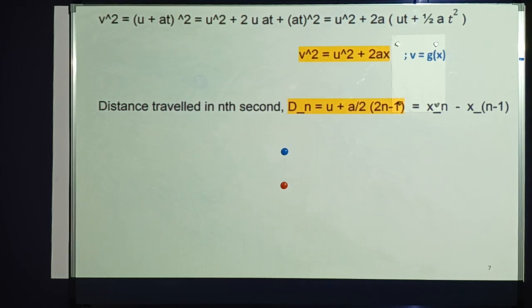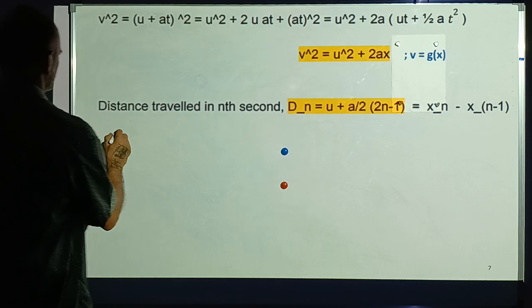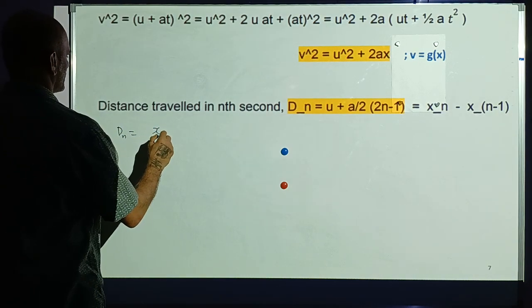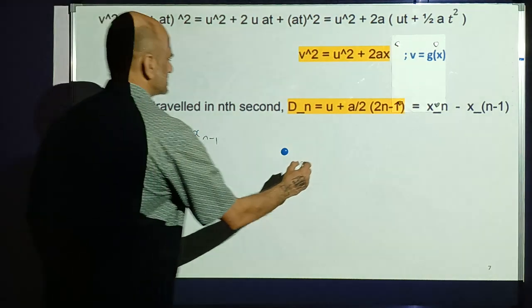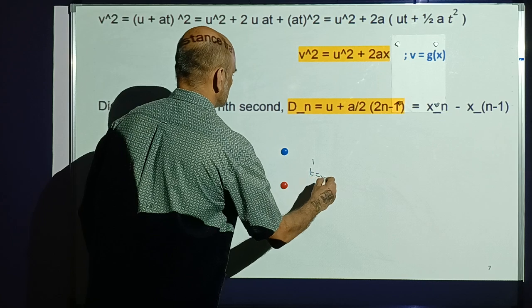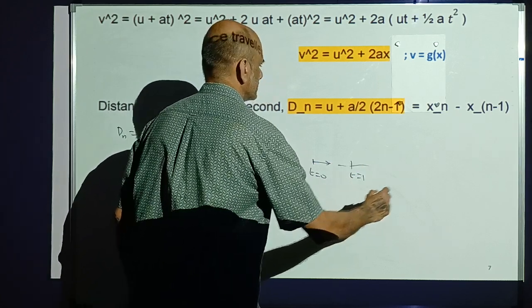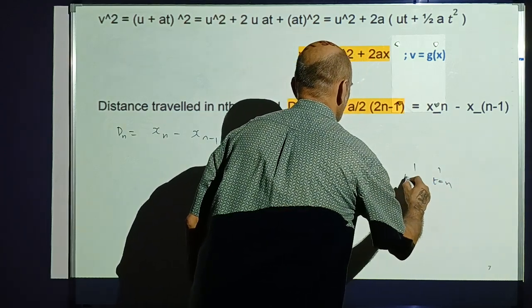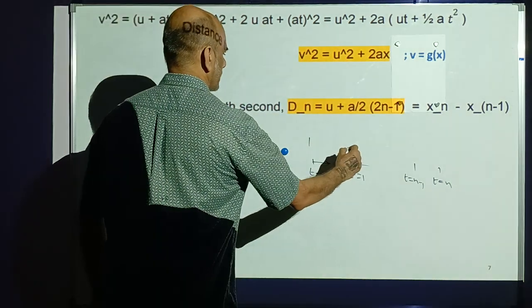And distance traveled in n-th second, the meaning is the distance traveled in n seconds minus the distance traveled in n minus 1 seconds. Because let's say at time t equals 0, the body is here, it's moving like this. So t equal to 1, it will be here. t equal to n, it will be here, and then here it will be at t equal to n minus 1. So the first second is between 0 and 1.